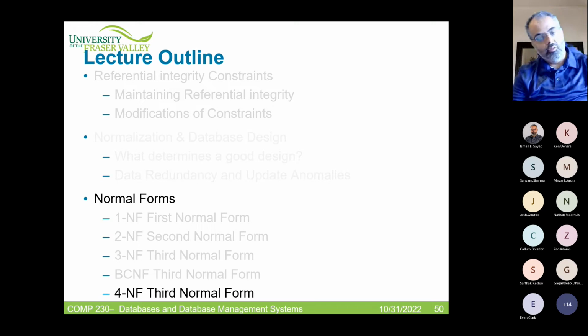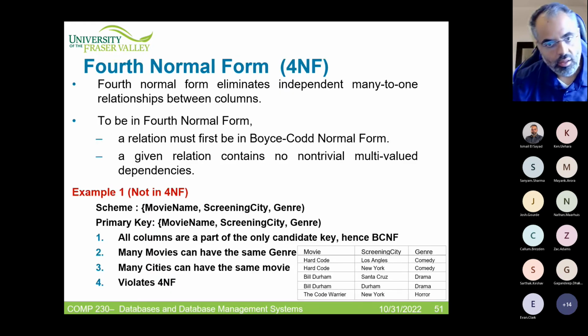So now the last one today is the fourth normalization. The fourth normalization says that we should eliminate independency between columns themselves. Okay, let's see what I mean here. To be fourth, it should be first BCNF here. To be fourth, it should be BCNF.